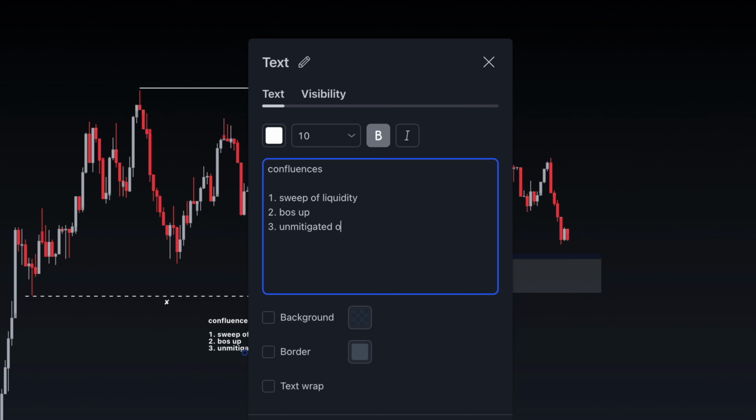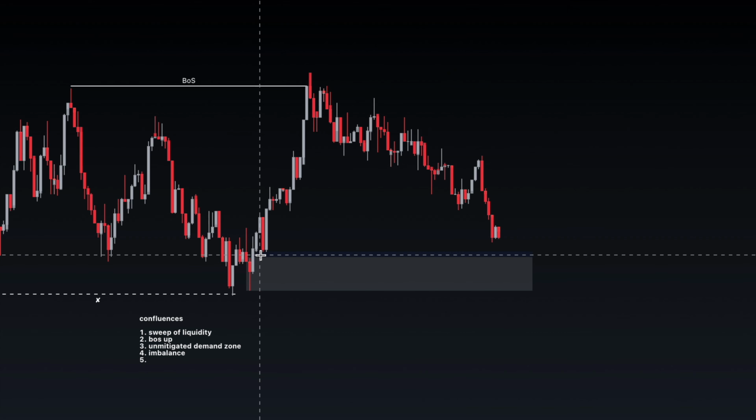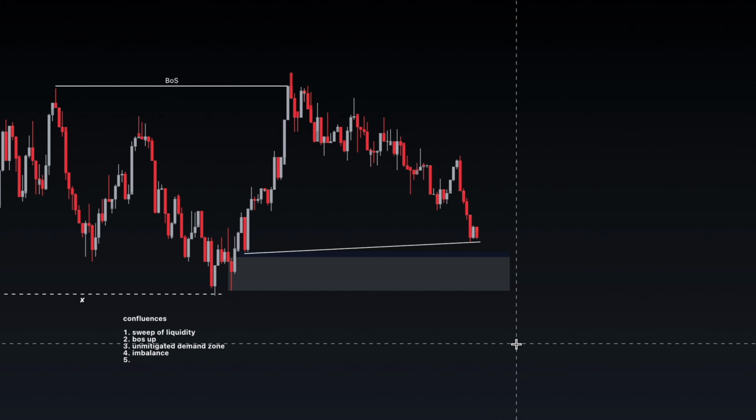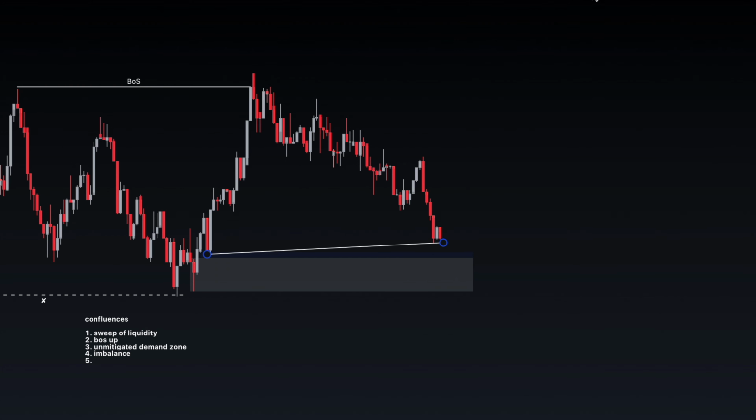Unmitigated demand zone for imbalance, and then for our last confluence, you can see we also have liquidity sitting over here, kind of an inducement. Now what we want to see, let me change this. Now what we want to see is that it fills at least our imbalance, but preferably we want to see a fill of the order block.